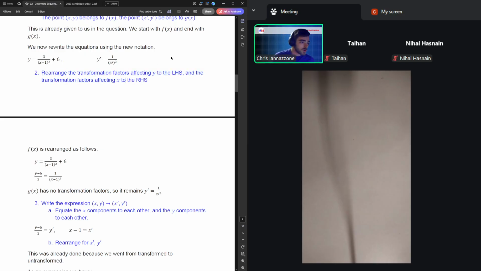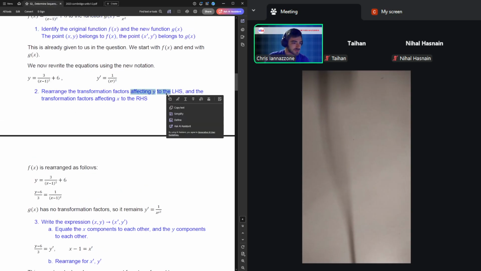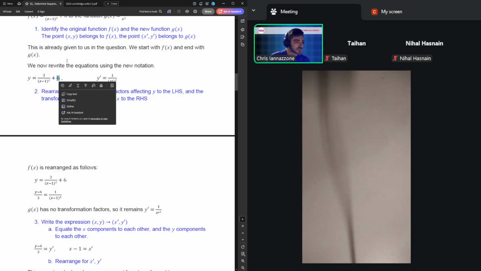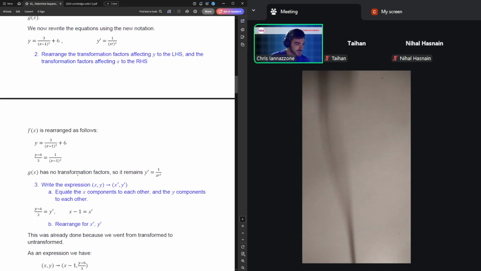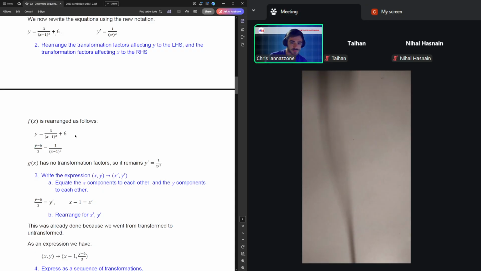Step 2: get all the transformation factors that are affecting the y to the left-hand side, and all the transformation factors that are affecting the x should therefore now be on the right-hand side. So you're just splitting things up, essentially. So, transformation factors affecting y. We're thinking dilations and translations, some reflections sometimes. Typically it's going to be your dilations and your translations. So in this case we have our dilation of 3 and our translation of 6. Both of those are going to move over just via algebra, right? Subtract 6, divide by 3.